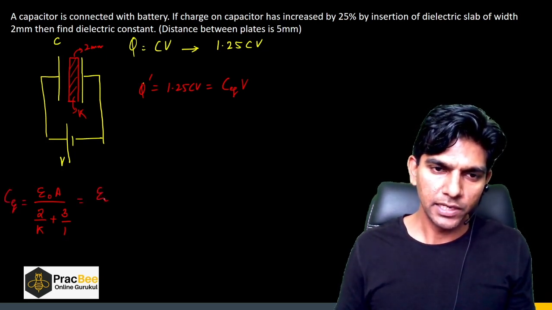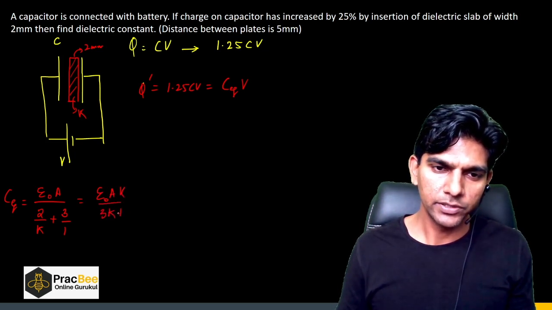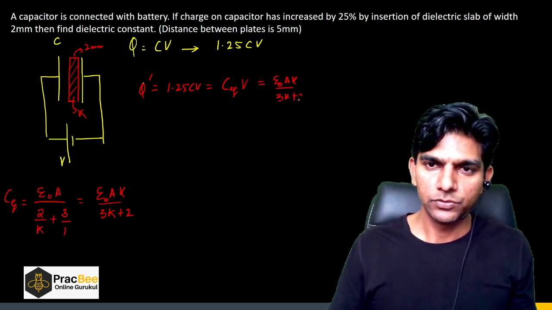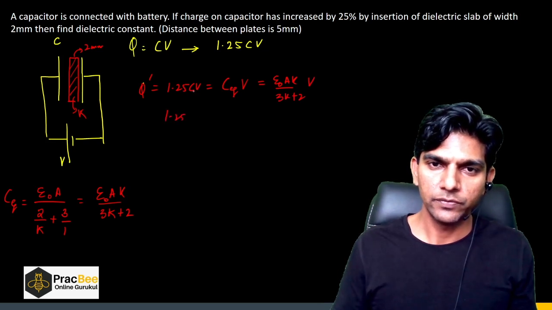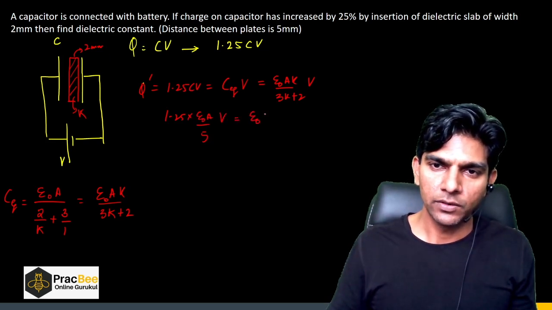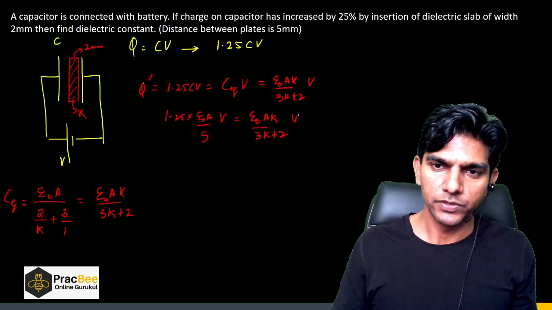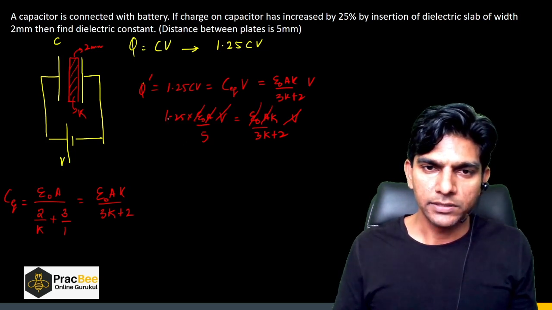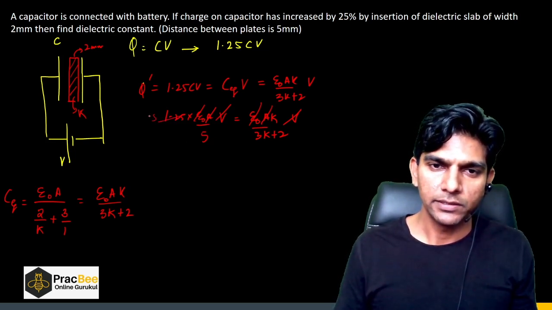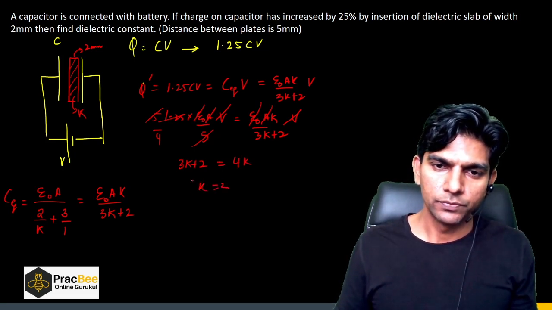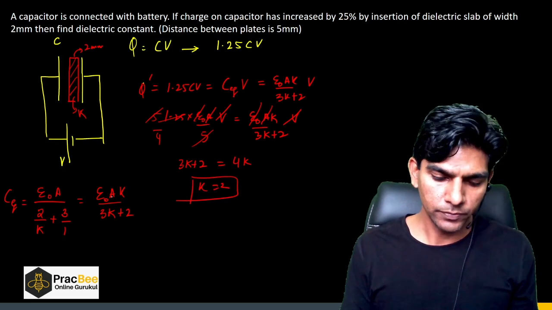So this will become epsilon naught A K upon 3K plus 2. So this is epsilon naught A K upon 3K plus 2 times V, equal to 1.25 times C, and this C is nothing but epsilon naught A by 5 times V. So epsilon naught A and V will get eliminated, and I can write 1.25 as 5 by 4. So this 5 will also get eliminated. So 3K plus 2 will be equal to 4K, and K comes out to be 2, right? So 2 is the answer of this question.